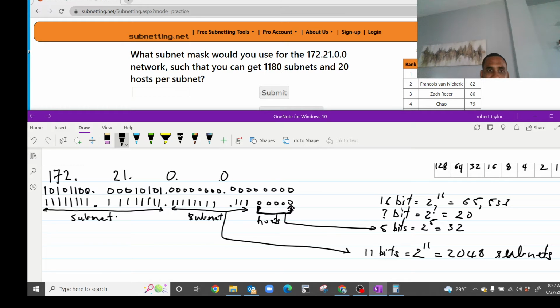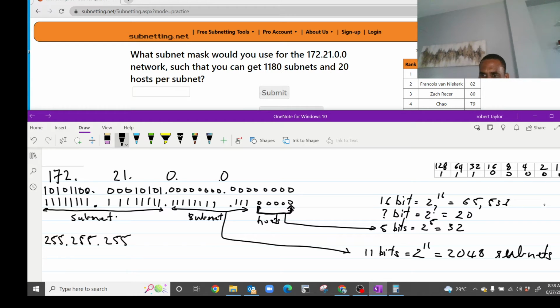Okay? So let us test our answer. No, we're not done yet. So we figured out that yeah, we need 5 bits for the host portion, and we need 11 bits for the subnet portion. But now, what is this mask? So we know that this is 255.255, and we know that this is .255 because they're all ones. But what is this? Simplest way, let's plug this back into our formula: 1, 1, 1, 0, 0, 0, 0, 0.